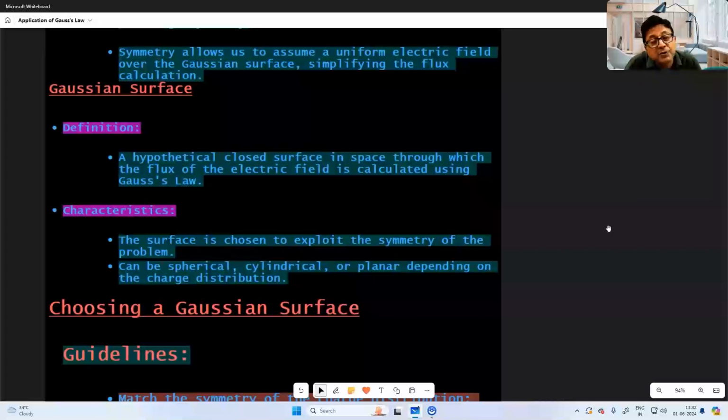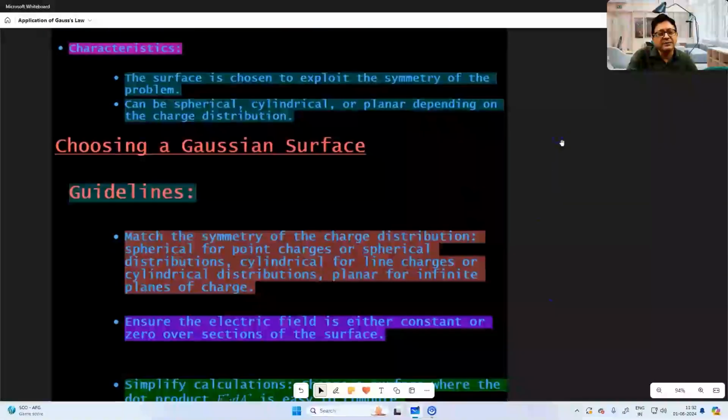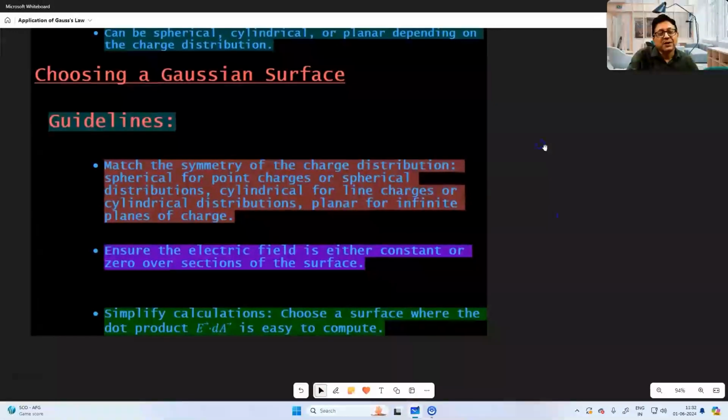The field is proportional to 1 by r square. If you find these symmetries, then the calculation will be very easy. And another thing you should remember, this I have stated in the guideline. What is the guideline? When you are going to find electric field due to a charge distribution, you find the symmetry. What symmetry is there? Spherical, cylindrical, planar, you find it first.